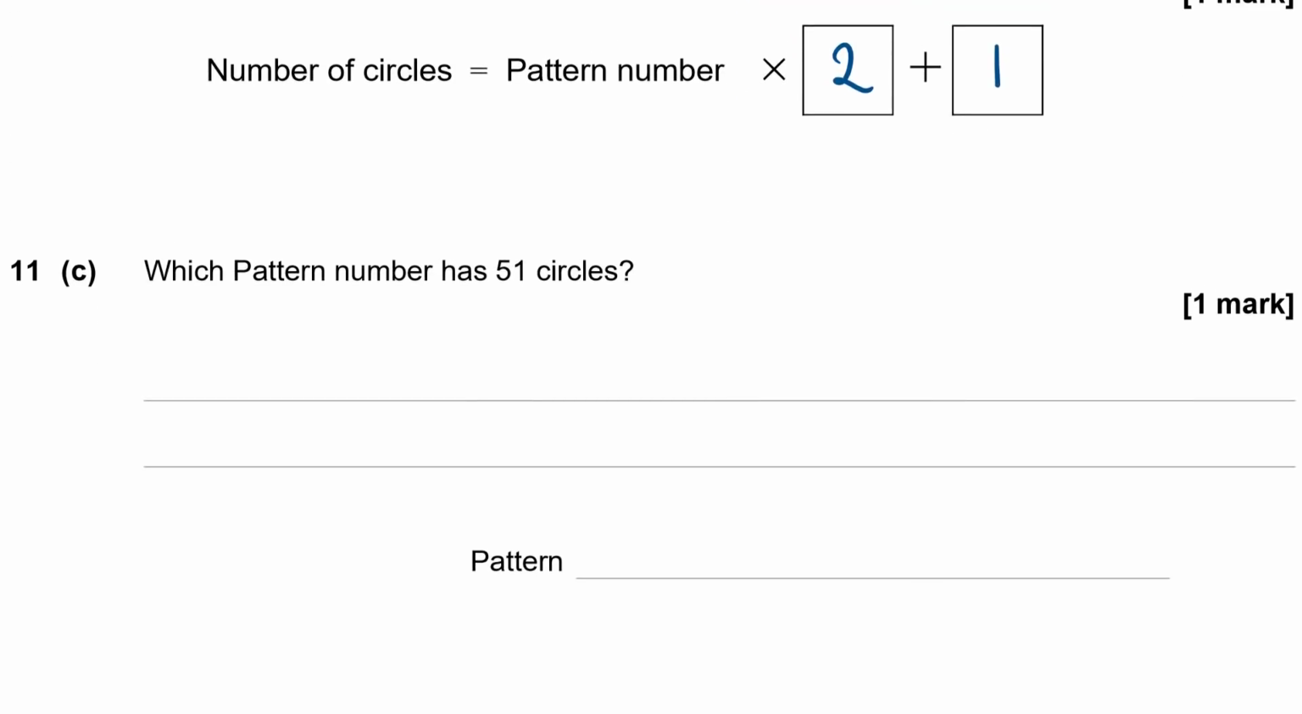Which pattern has 51 circles? Okay, so if the nth term is 2n plus 1, like we just talked about, and that is equal to 51, we can kind of solve that like a linear equation.